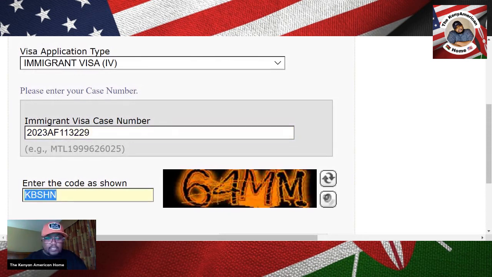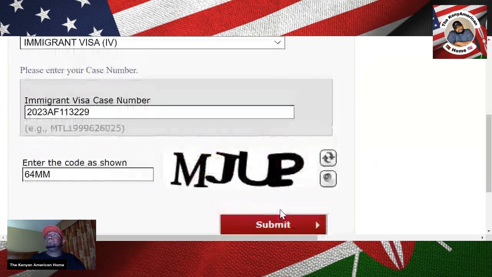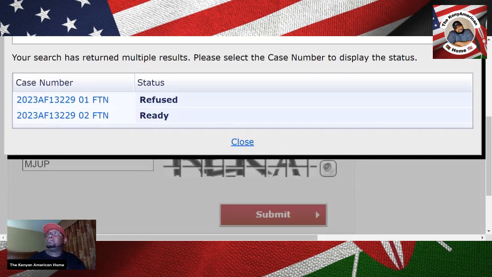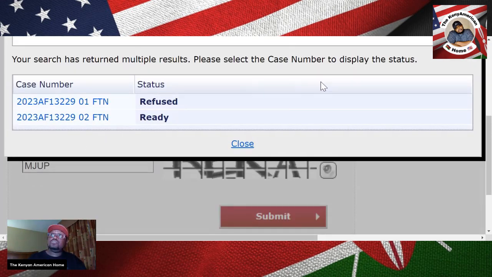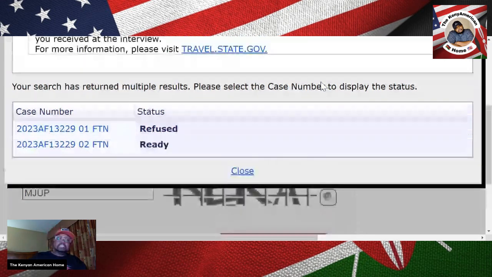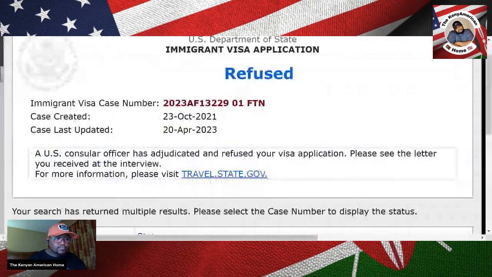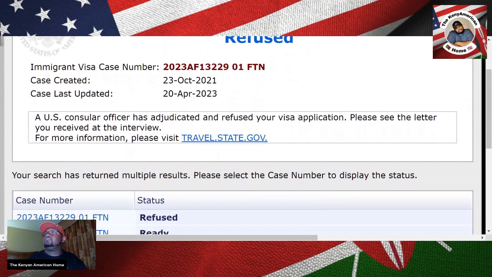13,229. It's a random. I don't know any of these people. I don't have their information. This information is available. Okay. Again, I did the cardinal error of not taking out the one. All right. This is another outright refusal. This is in Freetown, Sierra Leone.